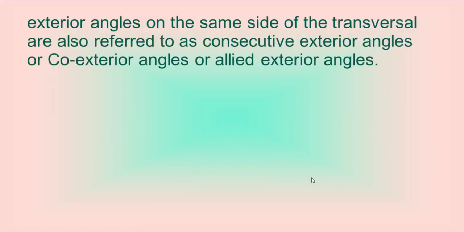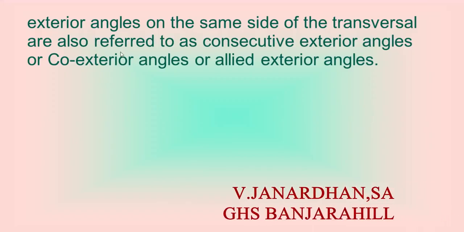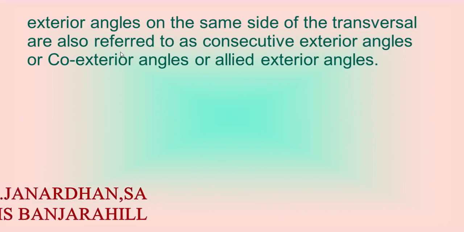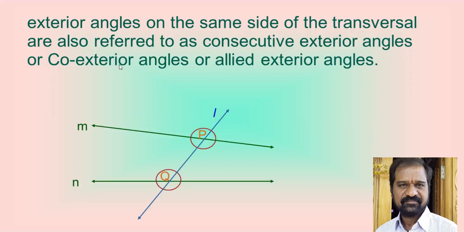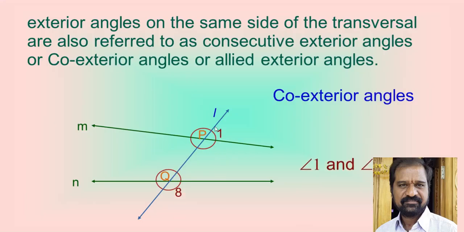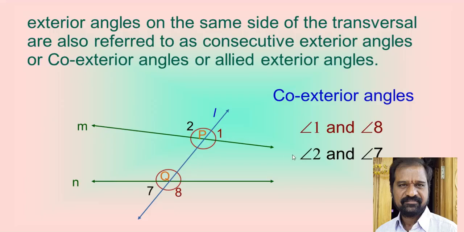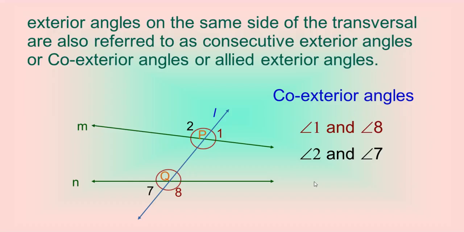Now co-exterior angles. Exterior angles on the same side of the transversal are also referred to as consecutive exterior angles, co-exterior angles or allied angles. Co-exterior angles are similar to co-interior angles: both are on the same side of the transversal, both are exterior and non-adjacent angles. Therefore 1 and 8 is one pair, and 2 and 7 is another pair.